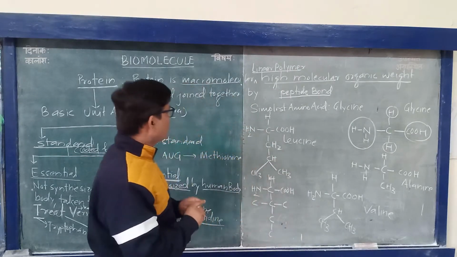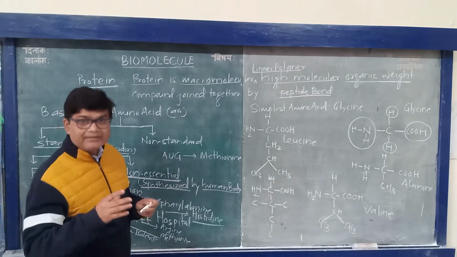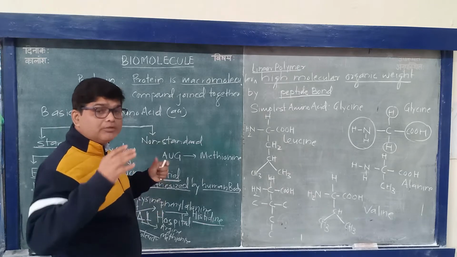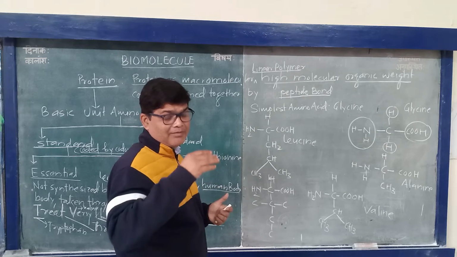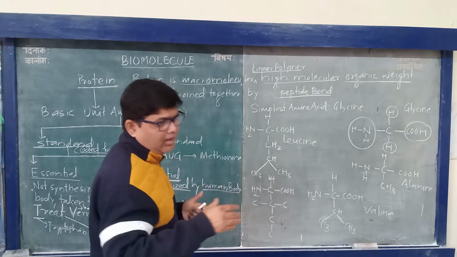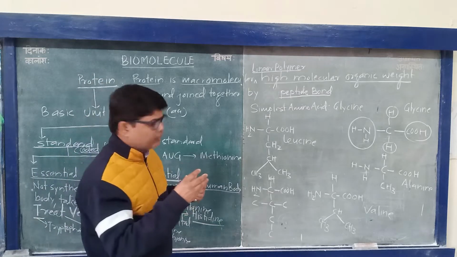All of you try to know there is a protein and there is a polypeptide. We cannot say every polypeptide is a protein. It should have a minimum of 100 or 1000 amino acids joined together.